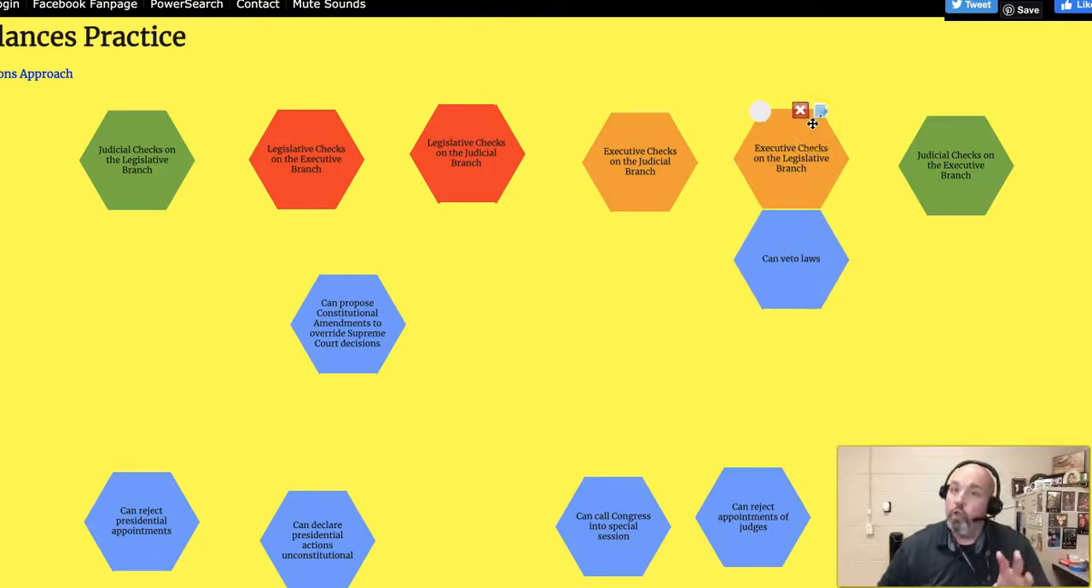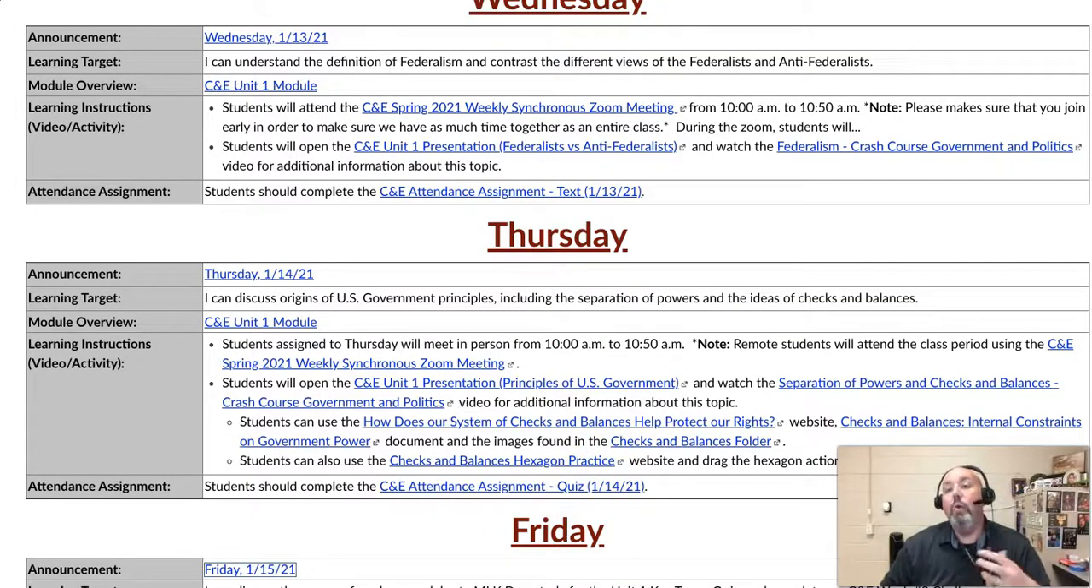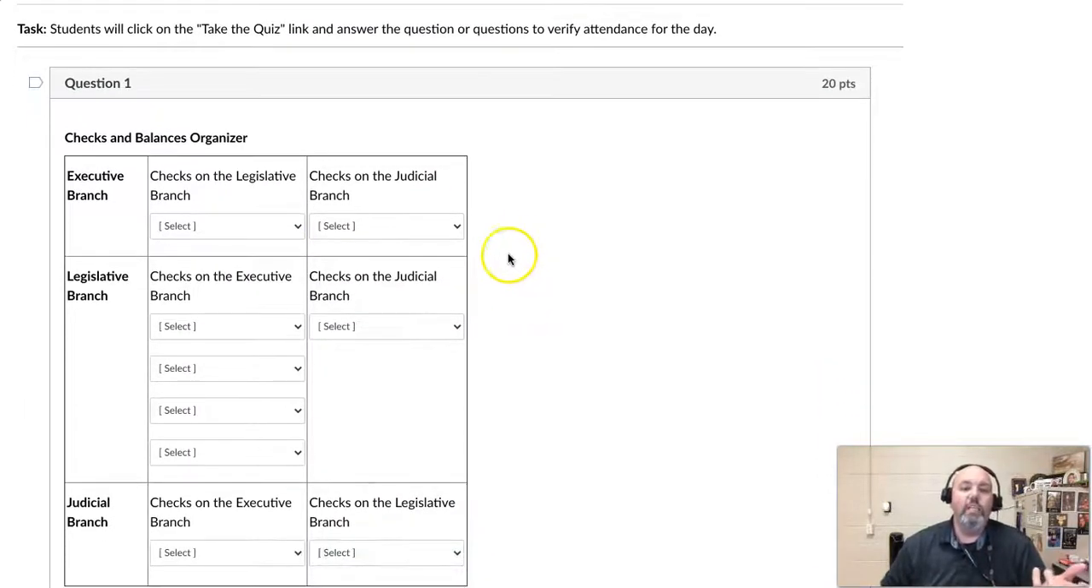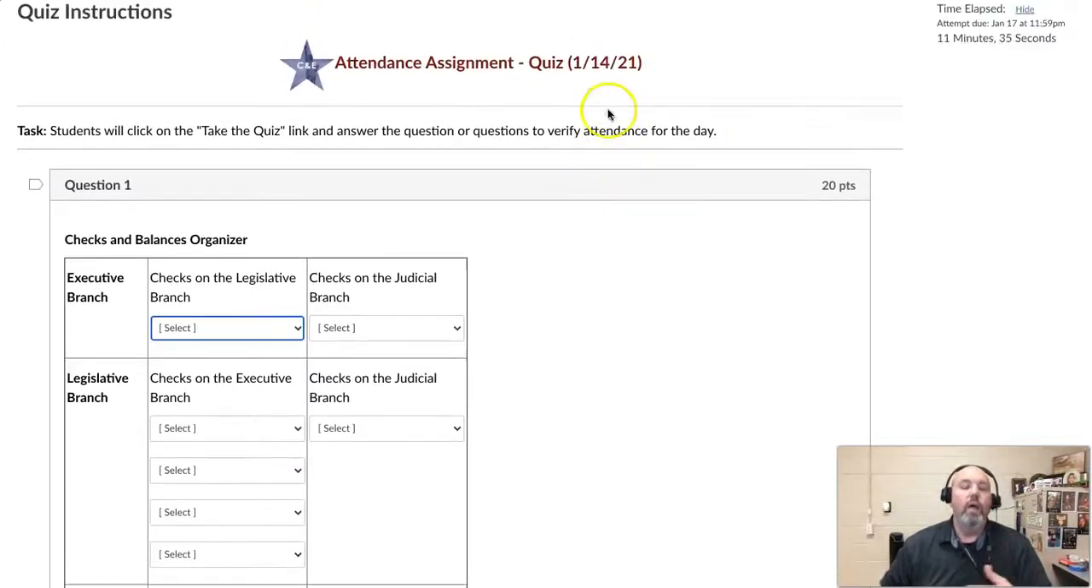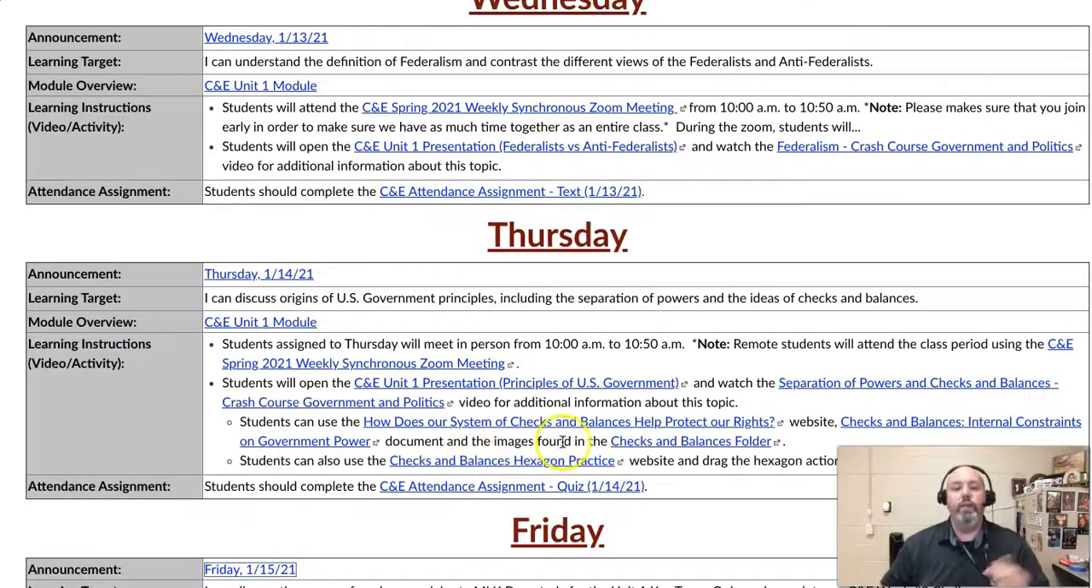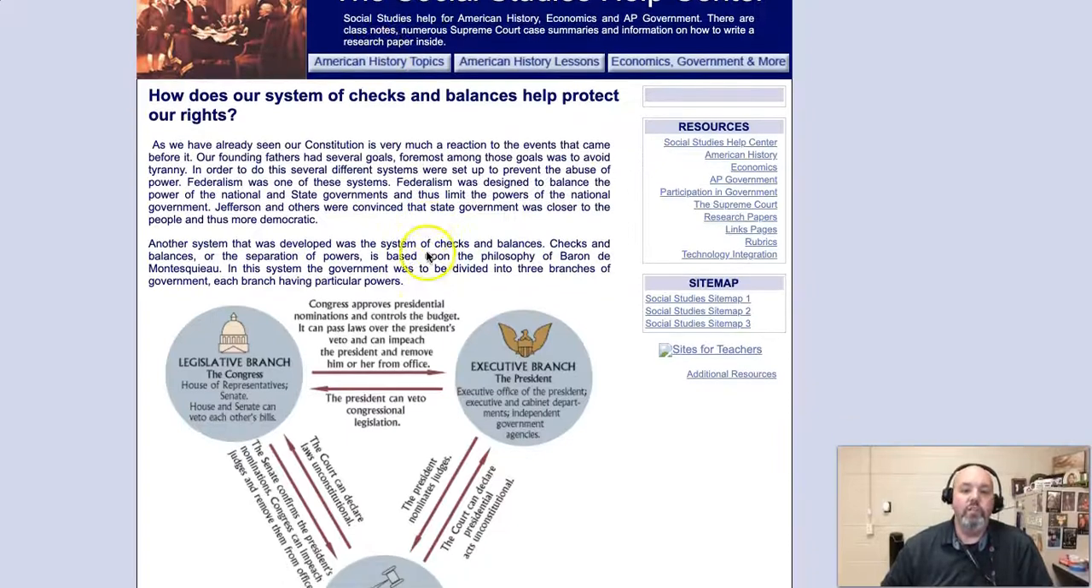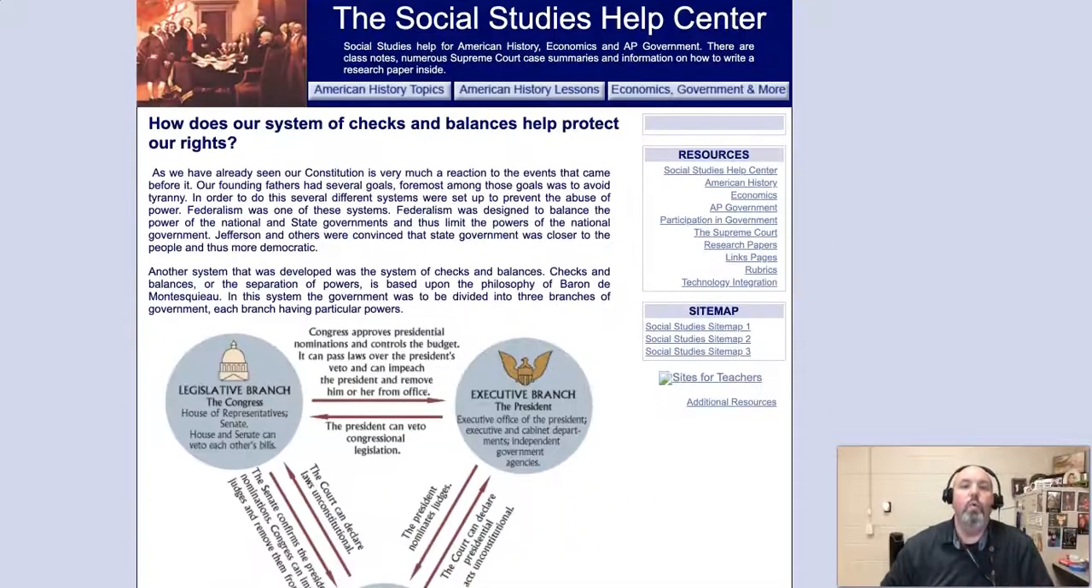Just so you understand, there are more powers that the legislature has because they are closer to the people, right? Especially the House, they are closer representatives of the people, and therefore they have more powers over both the judicial and the executive branch. All right, that is just a quick thing that you're going to do, and then you actually have a quiz that looks like this. It's a little different, and all you're going to do is check which one does this. There are a lot of ways you can help yourself with this, and this is a great website right here that has a very quick overall overview.